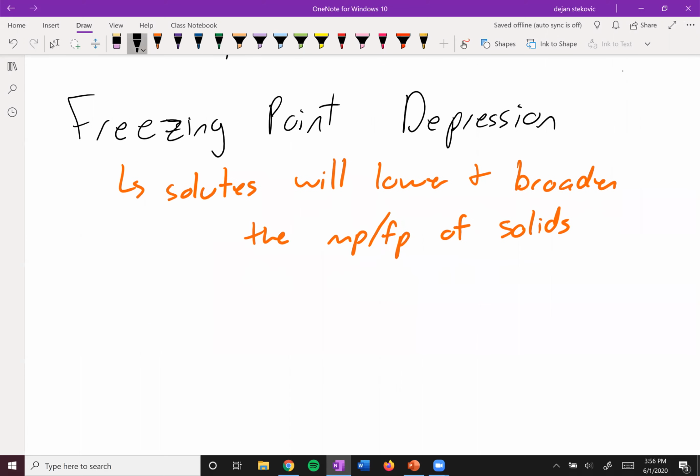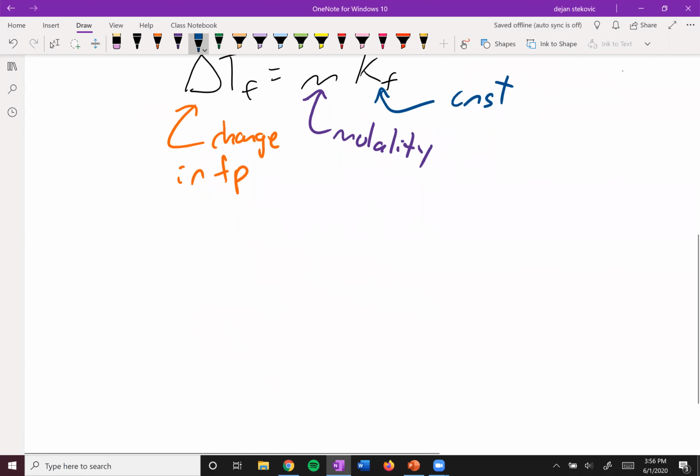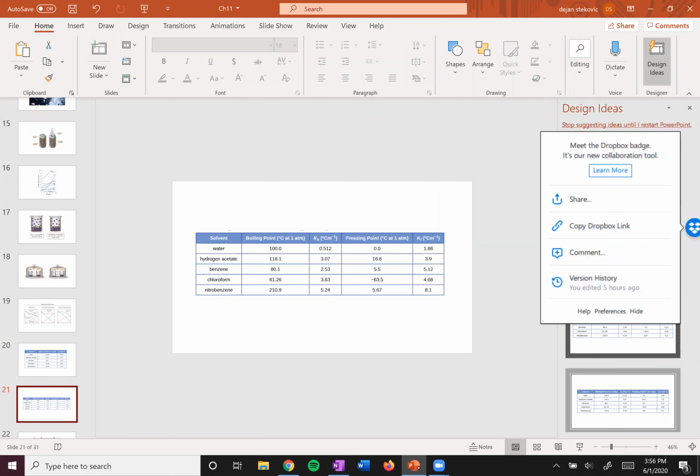And so the equation here is essentially the same as the previous one. It's delta TF equals molal times KF. This delta TF is going to be the change in freezing point, or melting point, whatever you want to call it. It's the same thing. This is molality. And then this is KF. This is just a constant that you would look up on a table. So let's go ahead and do a real quick example of this.